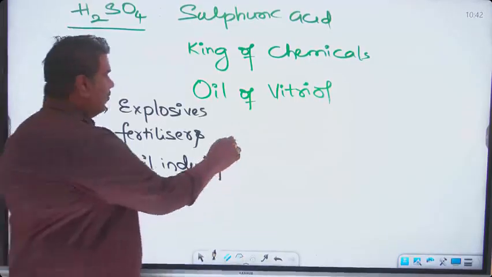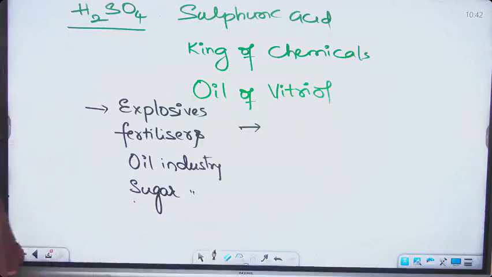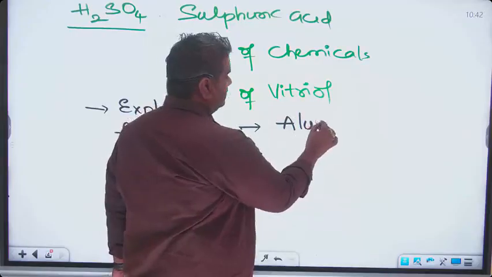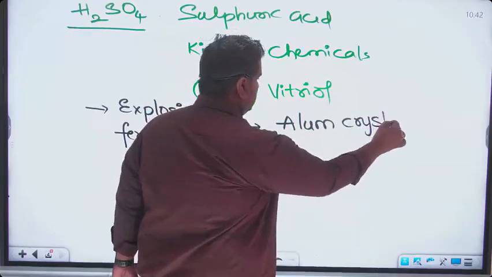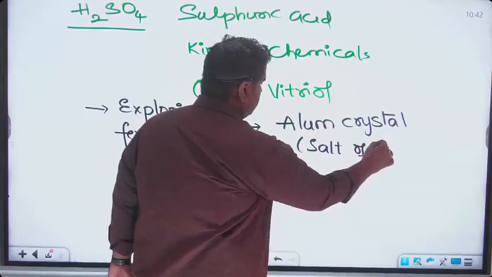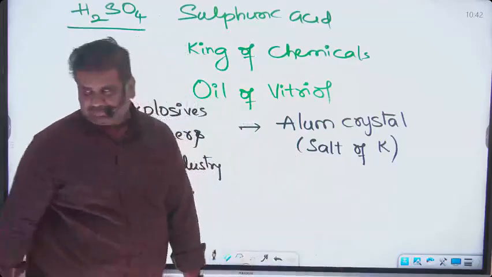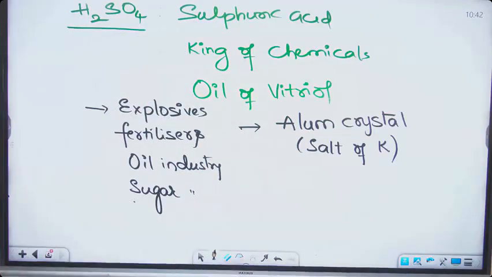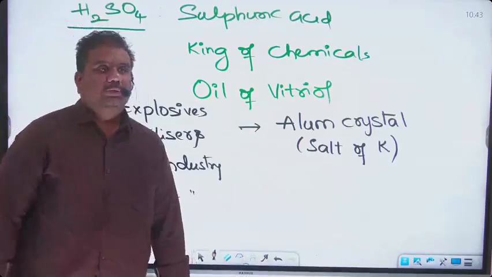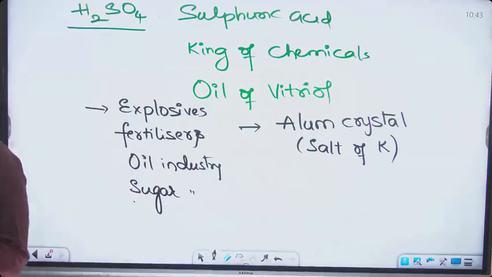At the same time, the moment we talk about sulfuric acid, it is used in the making of alum crystal. It is used in the making of alum crystal, which is a salt of potassium. So the question is, what is this particular alum crystal? Where did we use this in the past? Today nobody uses it.